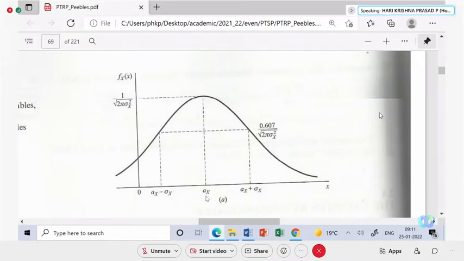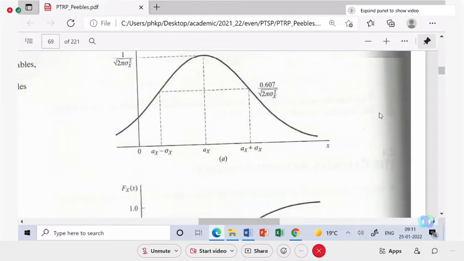When x equal to ax, what is the maximum value of the density function? 1 by square root of 2 pi sigma square x. When you consider a separation of sigma x from ax on either side, the value of the density function becomes 0.607 by square root of 2 pi sigma square. This is the density function.